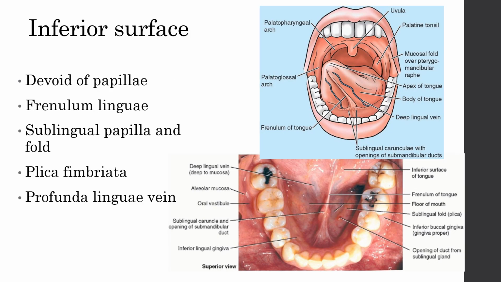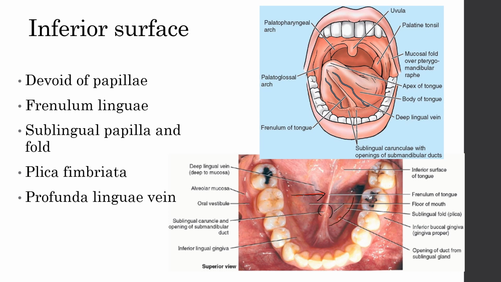The inferior surface of the tongue is devoid of any papillae, and you can see there is a septum in the center that is called the frenulum linguae. This septum ends at a raised sublingual papilla. On either side of it there is the opening of the submandibular ducts.